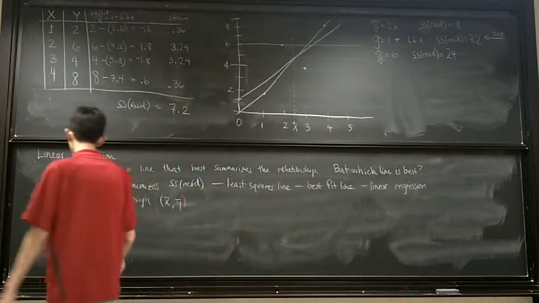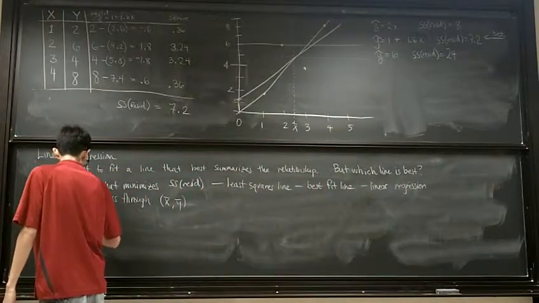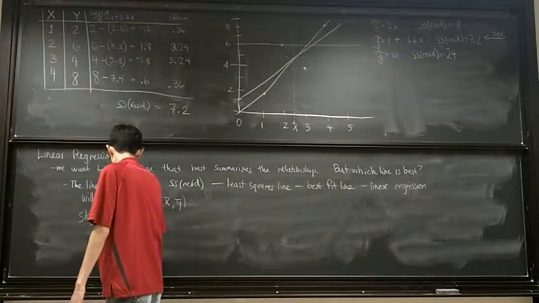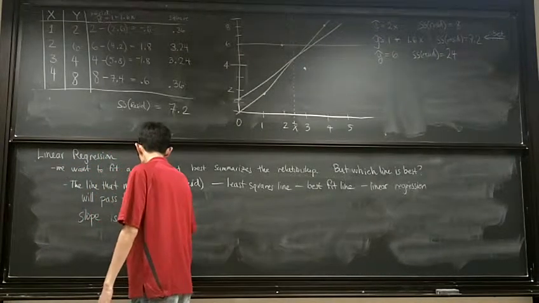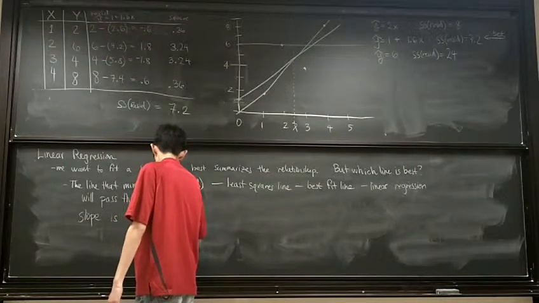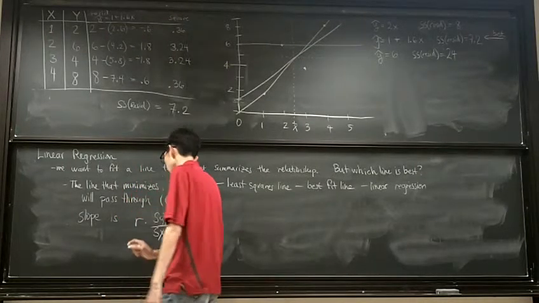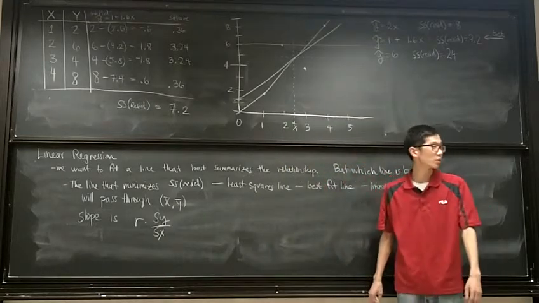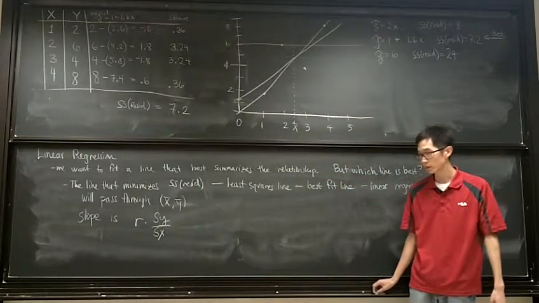And the slope that it will have, okay, the slope is going to be r times the standard deviation of y divided by the standard deviation of x. And let me just talk about this slope for a little bit.